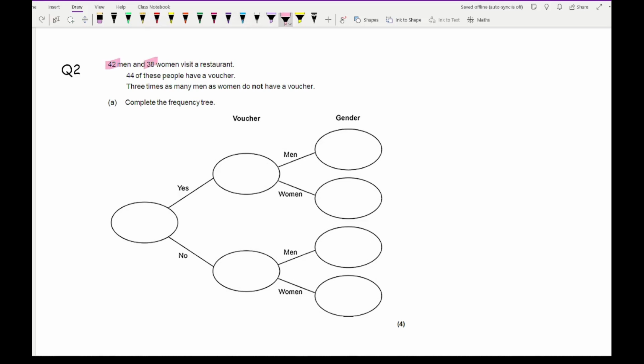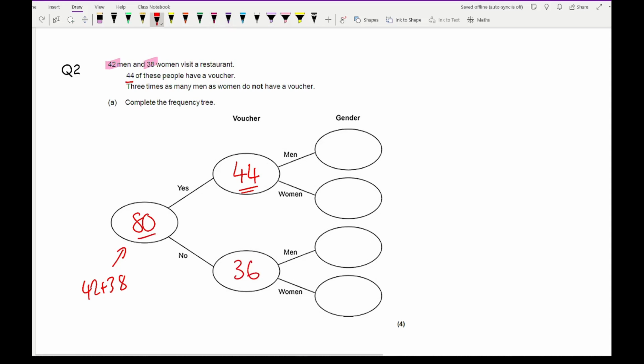So to work out the total, let's just add those two numbers up. So that's going to be 42 plus 38, which gives me an answer of 80. So a nice number there. It says 44 of these have a voucher, so that's 44. So then those two numbers, what plus 44 gives me 80? Well, that's going to be 36.